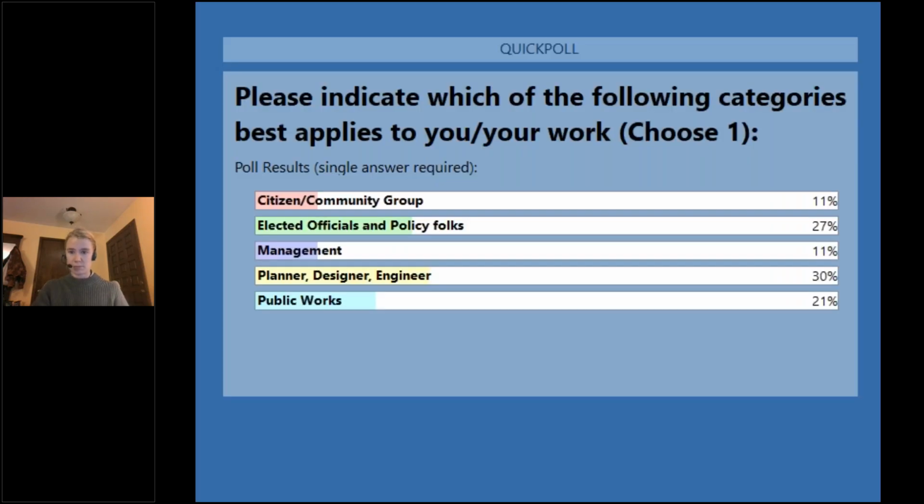All right, Shannon, so we have a variety of different people here with us today. So the most, 27%, we have elected official and policy folks following, oh wait, I'm sorry, the most at 30%, we have planners, designers, and engineers. Following that, we have elected officials and policy folks. Third, we have the public works, but we do have a little bit of everything in the room with us today. Okay, awesome. Yeah, thanks everyone.